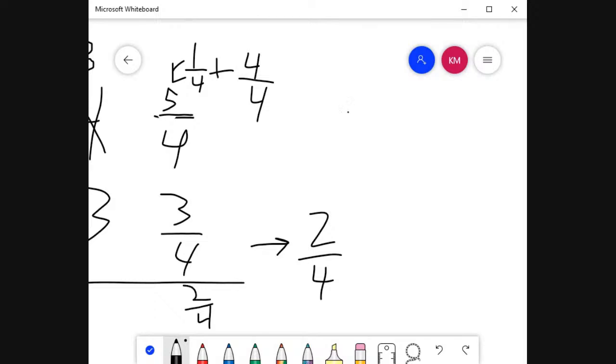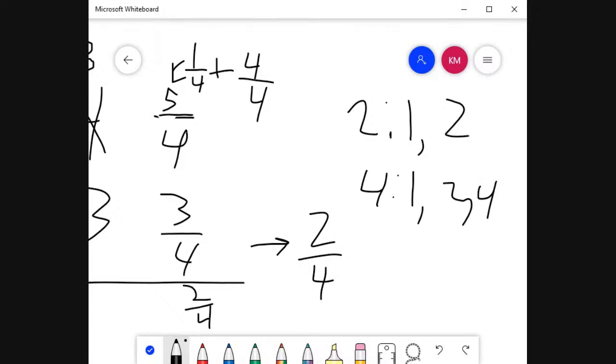To find the factors of 2, I simply want to know what times what gives me 2. And the only thing that gives me 2 when dealing with factors is 1 times 2. Next up, we have 4. What multiplied together gives me 4? Well, you have 1, 2, and 4. Now, 1 times 4 gives me 4, and 2 times 2. I don't like how that looks, so let me try that again.